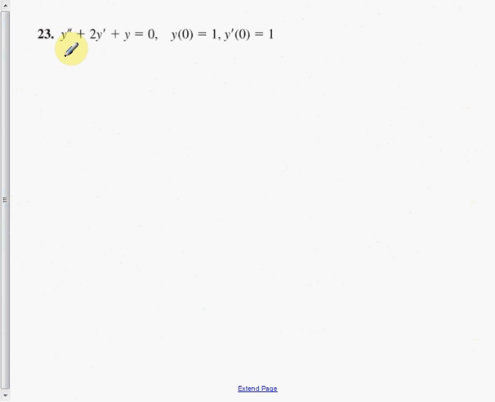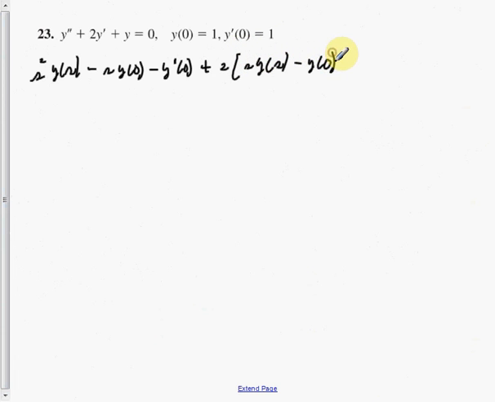Since the time is limited, we're just going to work it. Okay. So here, take the Laplace transform of this first term here. So this is going to be s squared times Y of s minus s times y of 0 minus y prime of 0 plus 2 times s times Y of s minus y of 0. Close that up. Now plus the Laplace transform of the y, that's just plus Y of s. Okay, good. Laplace transform of 0 is just 0.